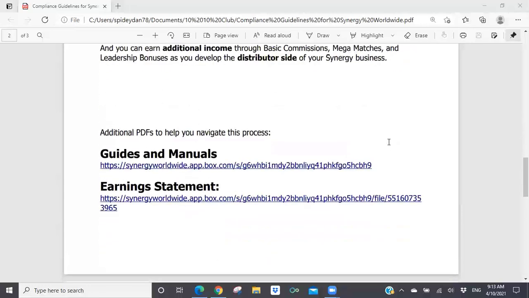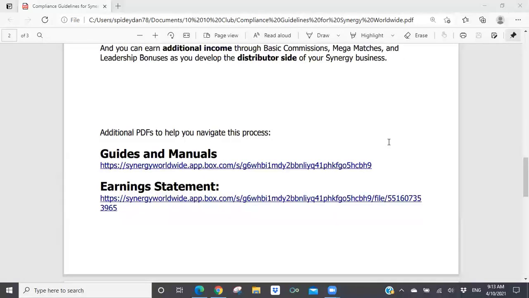Now, with that said, there are some additional PDFs that I discovered in Synergy's back office that will help you navigate a bunch of different processes. So I'm just going to give you a quick overview, and then I'm going to switch my screen over to my other browser window and go through some of these things in the remaining time that we have.